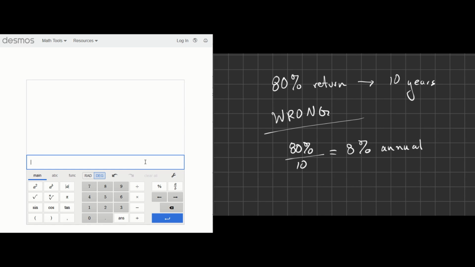You can see really quickly that this is not correct because if you had an 8% return over the course of 10 years, we can do something like if you had $100 to start, you would actually end up with $215.89. That's actually an 8% return over 10 years. That will actually get you about a 115.89% return. So you can definitely see that's off by quite a bit. It's not 80%. So we can't just do division and make this work. So what is the correct way to do it?